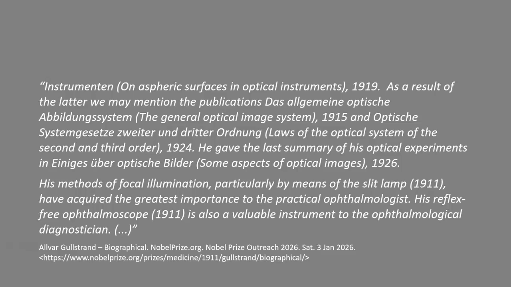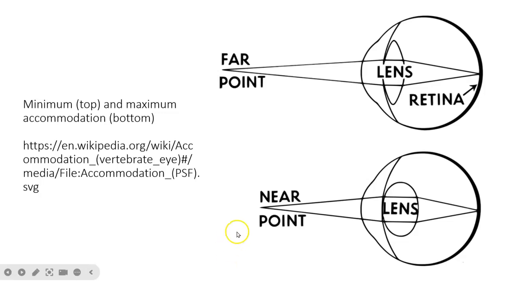His method of focal illumination, particularly by means of the slit lamp from 1911, has acquired the greatest importance to the practical ophthalmologist. His reflex-free ophthalmoscope from 1911 is a valuable instrument for ophthalmological diagnostics. This is summarized by me from the official Nobel Prize site. If you want to read complete information, follow this link.